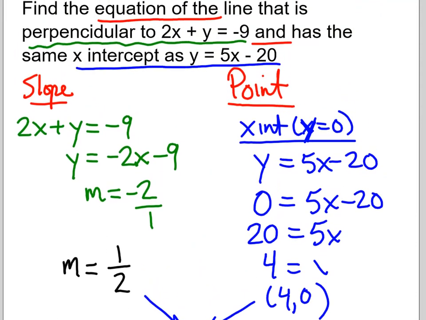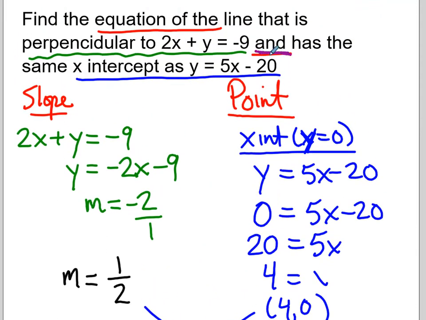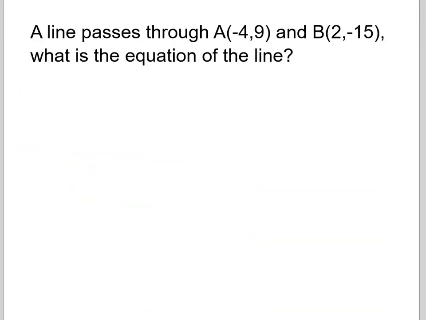So anyways, you get the idea. The key of this is that this word right here, "and", is the separator of two pieces of information. So you can look for information before and information after. That will help you find these two pieces. Okay. A line passes through A and B. What is the equation of the line?